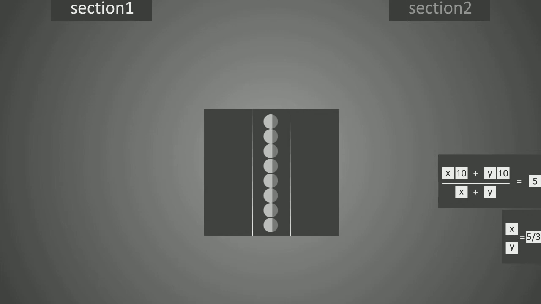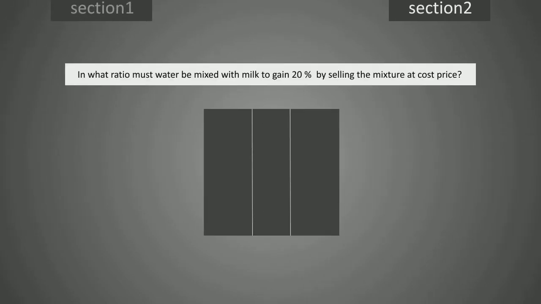Now let's move to section 2, problem 1. In what ratio must water be mixed with milk to gain 20% by selling the mixture at cost price? Let's suppose the cost price of milk is X per liter, and he mentions that there has to be a gain of 20% by selling this milk. That makes the selling price 20% more than the cost price, right?